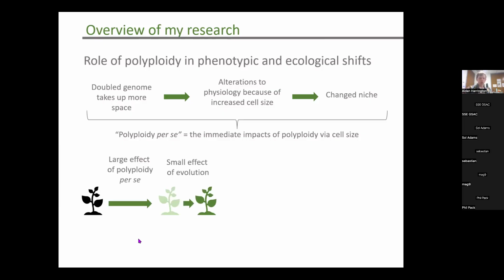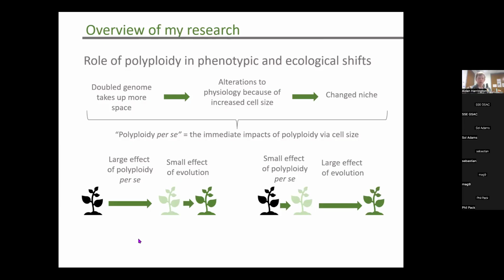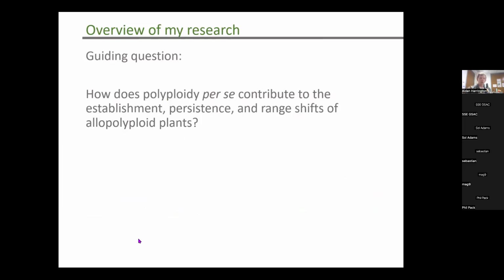As I mentioned, this effect of polyploidy per se could be large in terms of how it influences phenotypes or ecological trends or patterns, or it could be relatively small compared to the later evolution that has taken place after the polyploid has formed. It's this gap here, whether or not this effect of polyploidy per se is really what's driving observed shifts in polyploid ecology. So the overall guiding question here is, how does polyploidy per se contribute to the establishment, persistence, and range shifts of allopolyploid plants?